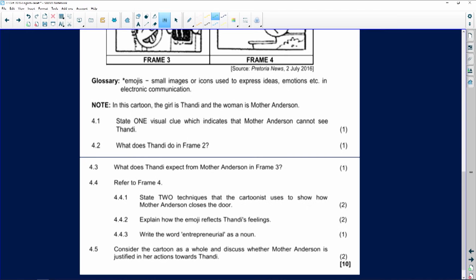So if you look at the questions, I think the first one is we need to look for a visual clue. Then it's what does she do? Then what does she expect? 2 techniques. Now that might be tricky to show how she closes the door. The emoji reflects the feelings. Then we've got a language question. Write the word as a noun. So that's really quite easy.